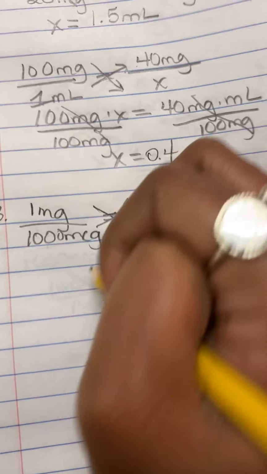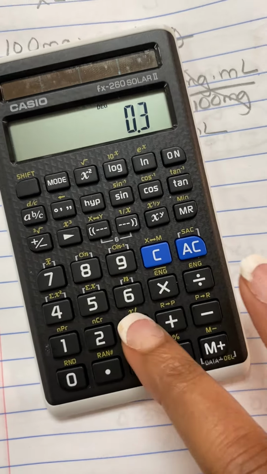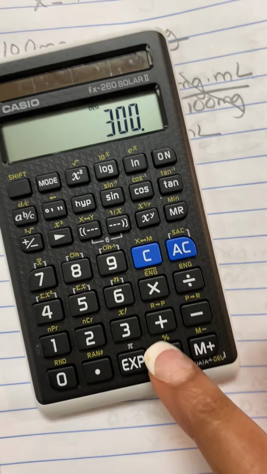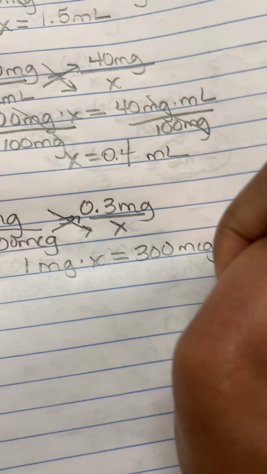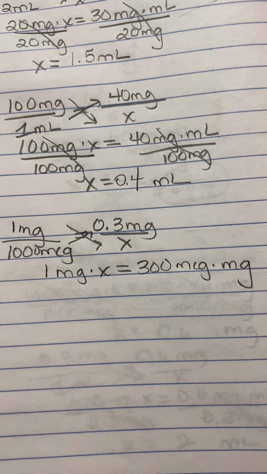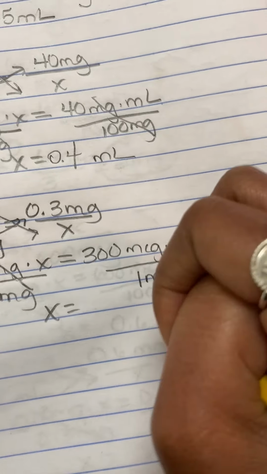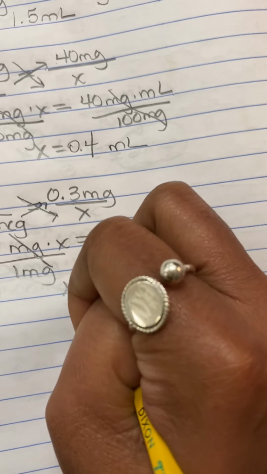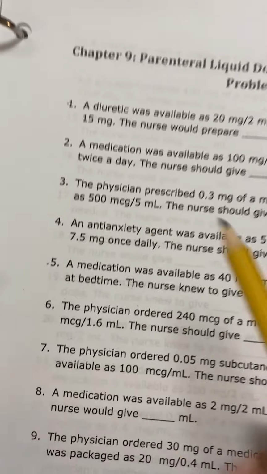So 1 times x is just 1x. So 1 milligram times x. And now I want to multiply 1,000 times 0.3. 300. So that's 300 micrograms times milligrams. Okay. Next, I'm going to divide both sides by 1 milligram. I want to isolate the variable. That leaves me with 300 micrograms. Now you have something to work with.